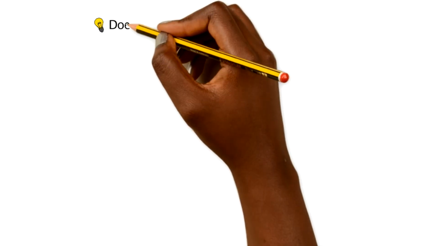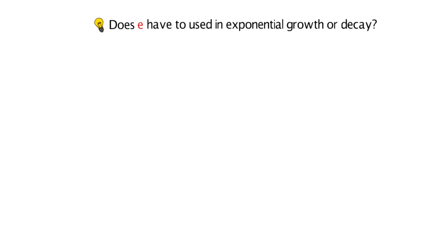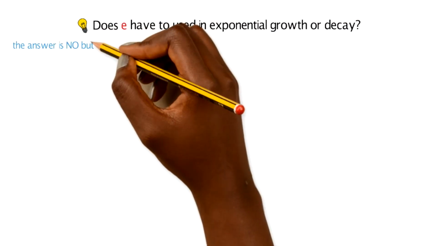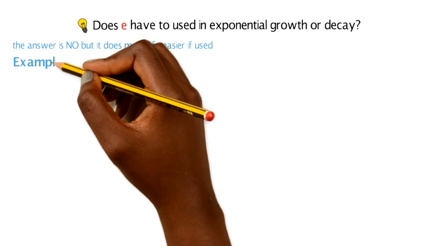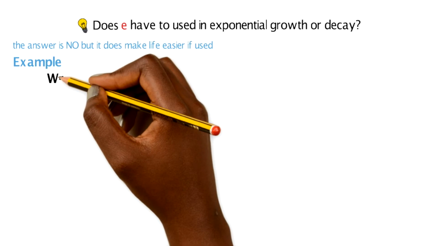So I released a video on exponentials and logarithms, but this is with modelling them on a graph now, more in detail. So my question to you is, does e have to be used in exponential growth or decay? The answer is no, but using it does make your life easier. So I'm going to give an example of this.